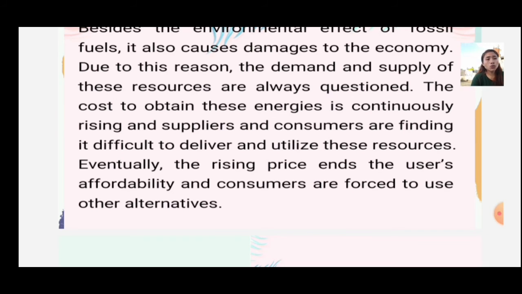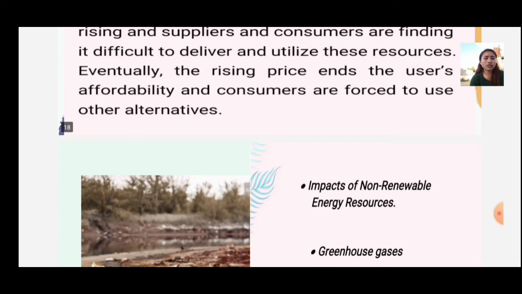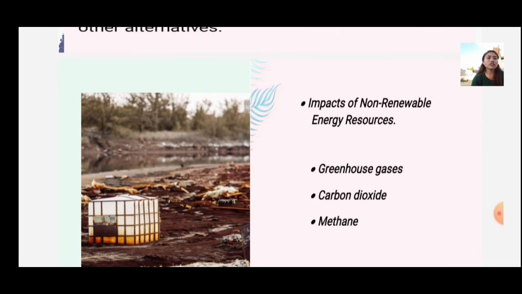So, also, makadaot sa atong ekonomiya. Okay? Ang uban nga mga consumer, ma-force sila sa paggamit sa lain nga alternatibo. So, let's proceed to another. So, impacts of non-renewable energy resources.